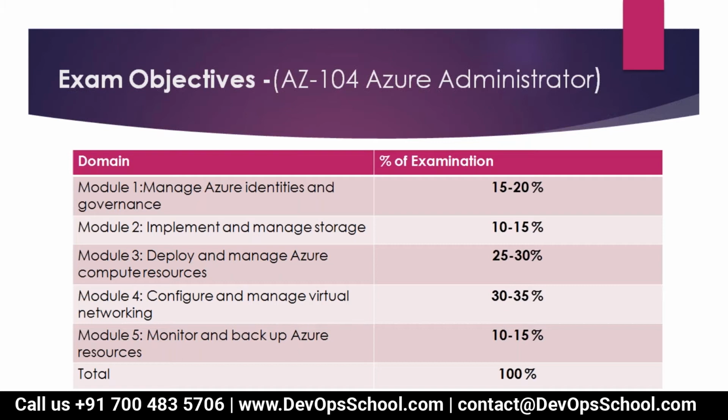Module 4, configure and manage virtual networking. So how you are going to configure the virtual networking, how you are going to create it, or suppose you want to create a virtual machine in an existing network, how you are going to do it. These things we are going to discuss in module 4, that is 30 to 35%. Module 5, monitor and backup Azure resources, that is 10 to 15%.